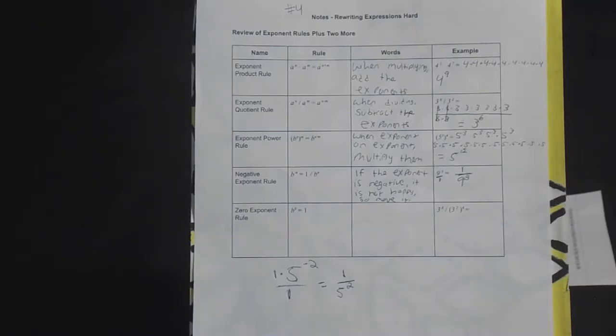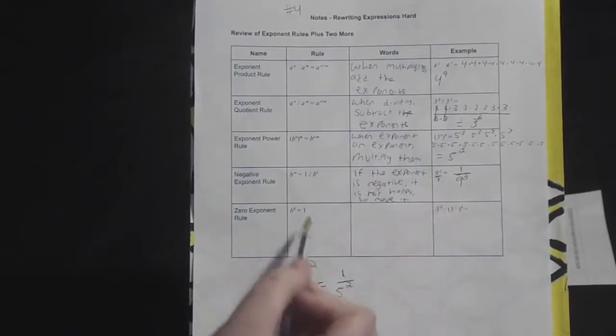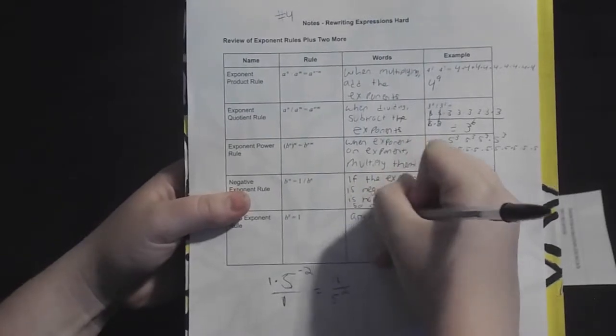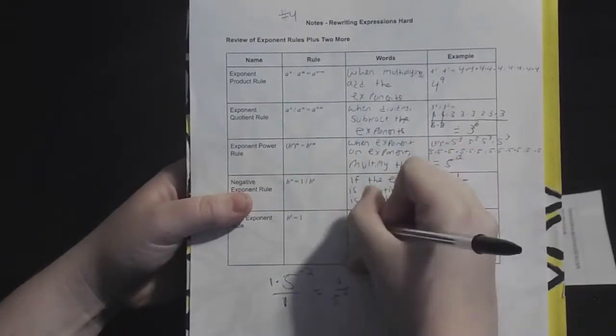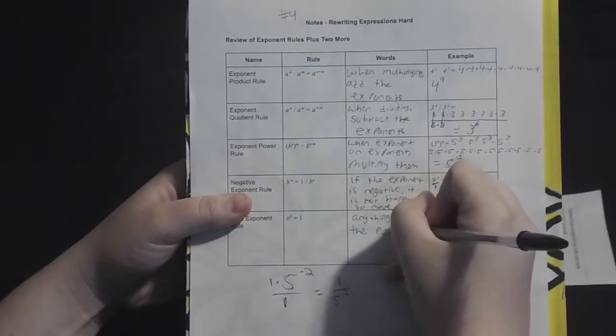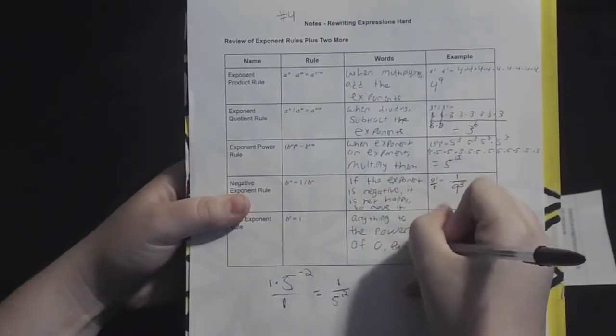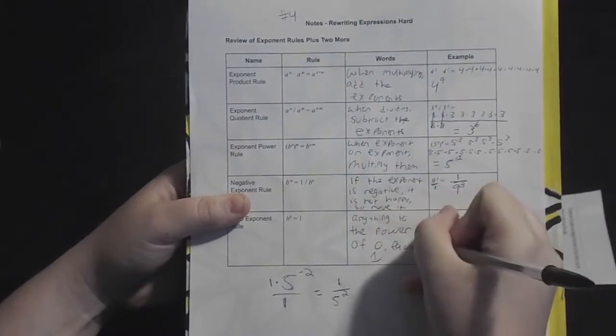Alright, and finally, the 0 exponent rule. Here's what it says. It says b to the power of 0 equals 1. So, meaning anything to the power of 0 equals 1. Alright, that might feel a little bit confusing, like why isn't it 0? Why is it 1? And so I'm going to explain that really fast.